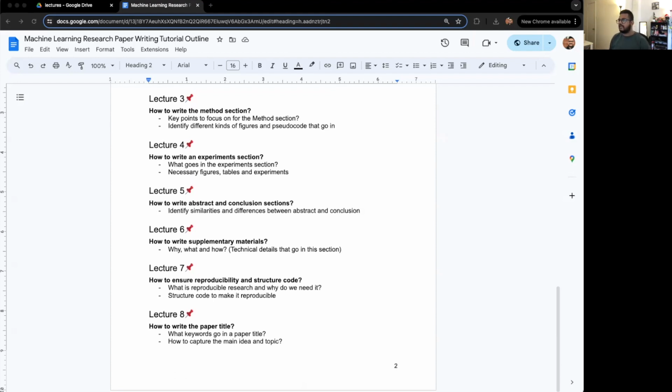We would also look at how to ensure reproducibility and structure code. Specifically, we will learn what is reproducible research and why we need it. And we would also learn how to structure code to make our work reproducible. Finally, to wrap things up, we would learn how to write the title of our paper and learn what are the keywords that should go in a paper title, which would be able to capture the main idea and topic of your work.